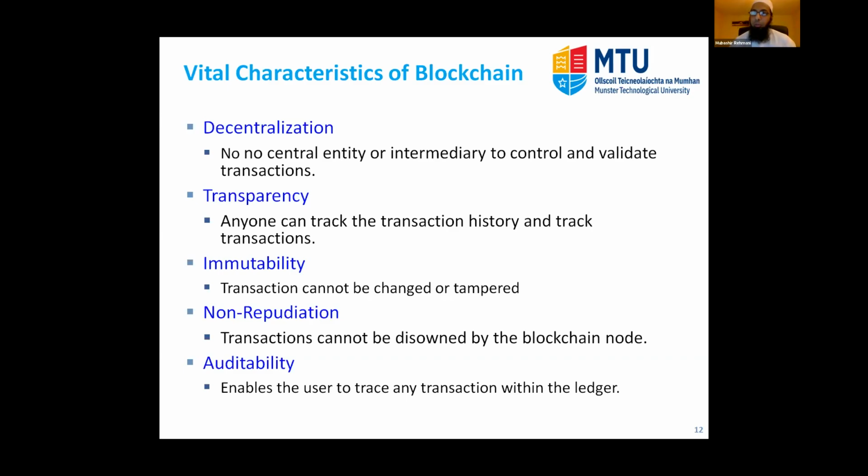Blockchain systems are also immutable. It means transactions cannot be changed or tampered. And moreover, non-repudiation means transactions cannot be disowned by the blockchain node. If someone makes a transaction, then they cannot say that it's not me who made this transaction. One cannot disown any transaction. So the non-repudiation feature is another important feature that makes the blockchain system very much unique. And finally, we have auditability. It means the user can trace any transaction within the ledger.